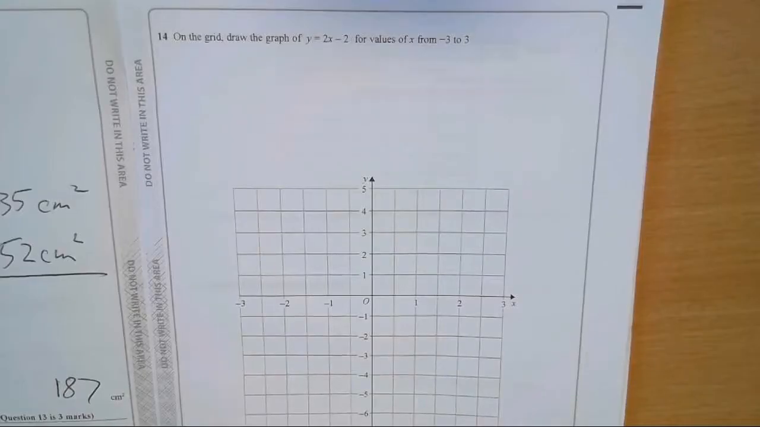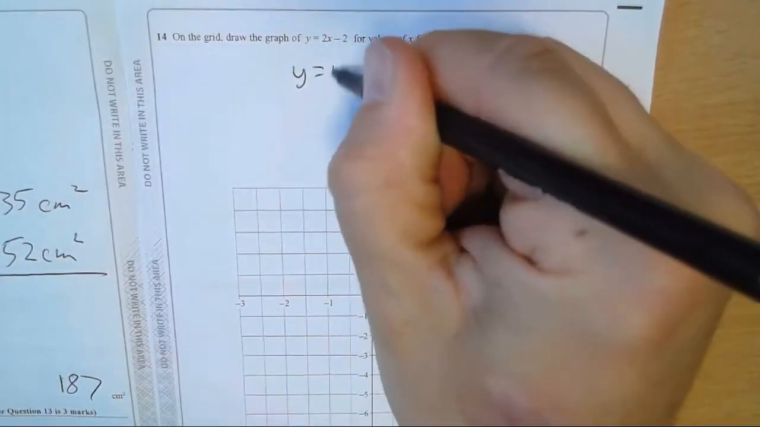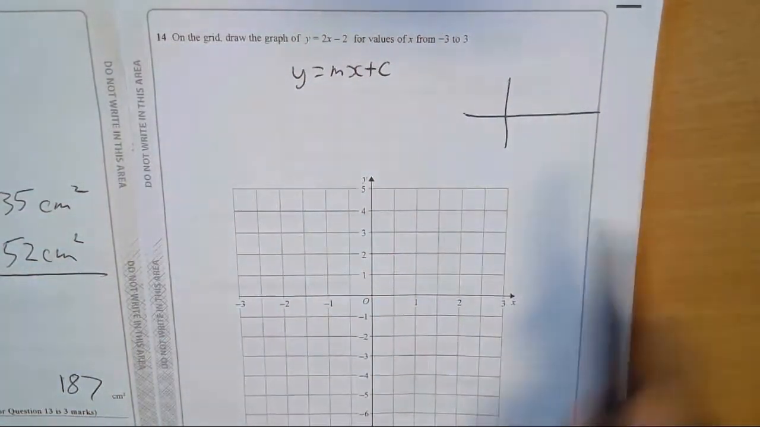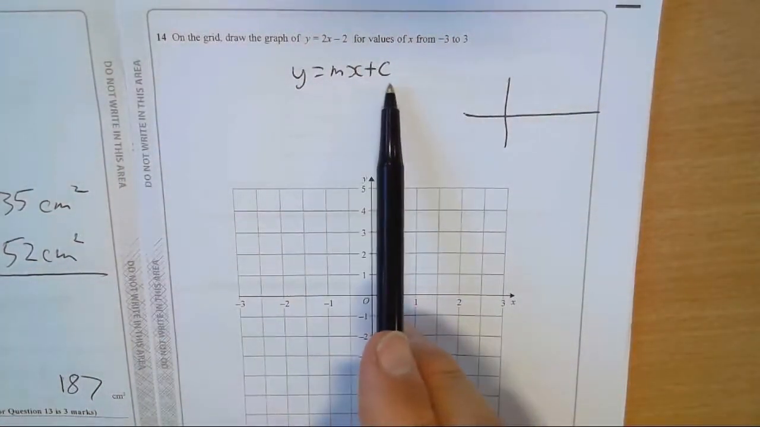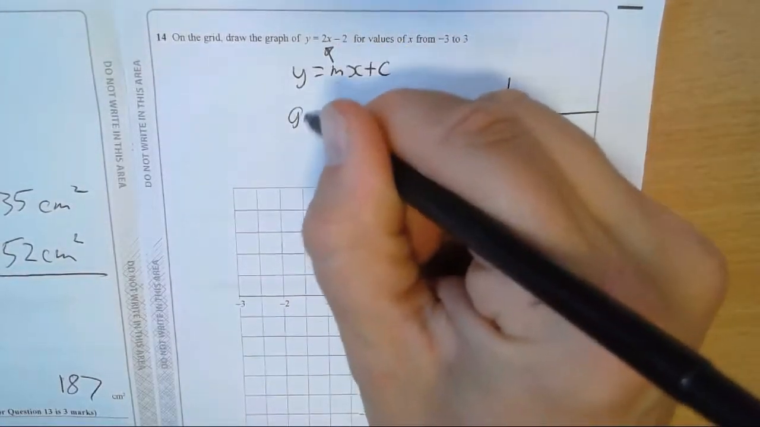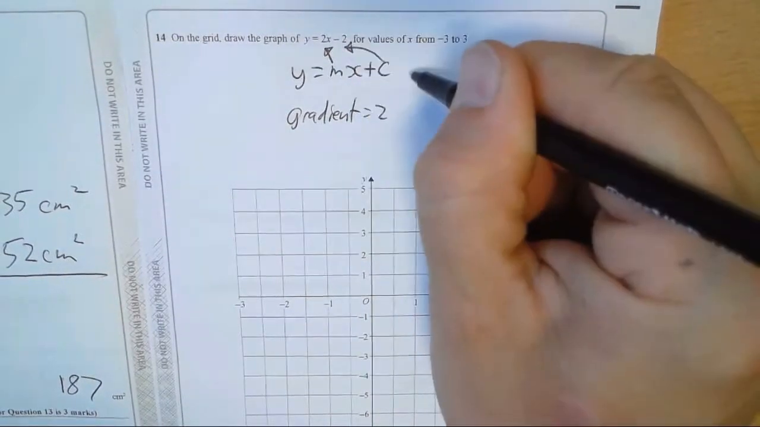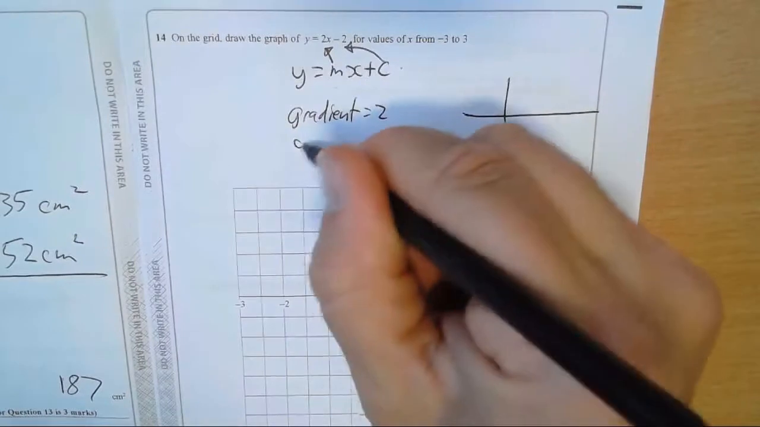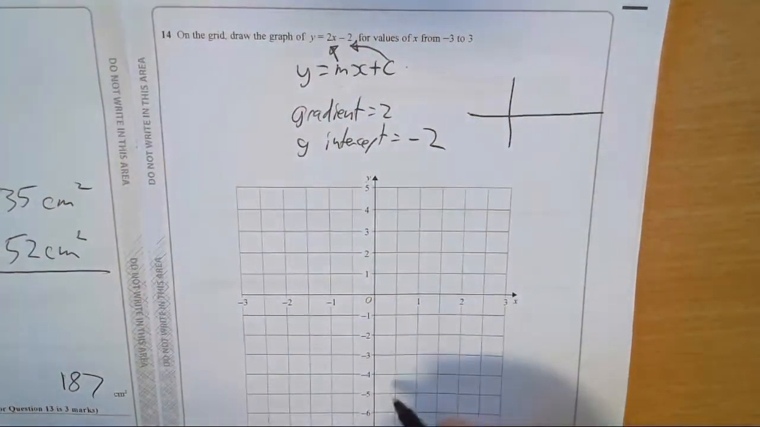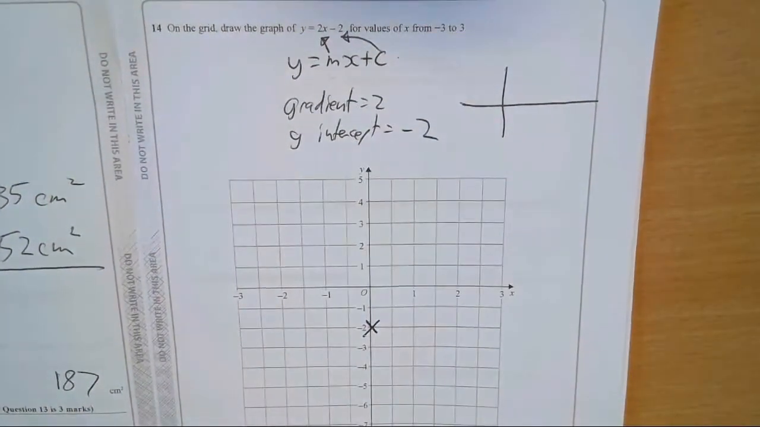Question 14. y equals 2x minus 2. So if we think about y equals mx plus c, I'm going to do 2 methods for this, guys. I'm going to do y equals mx plus c. So the m here is a gradient of 2. The c here is minus 2. So the y-intercept is minus 2. So as long as you've got it going through minus 2, you've got yourself 1 mark.